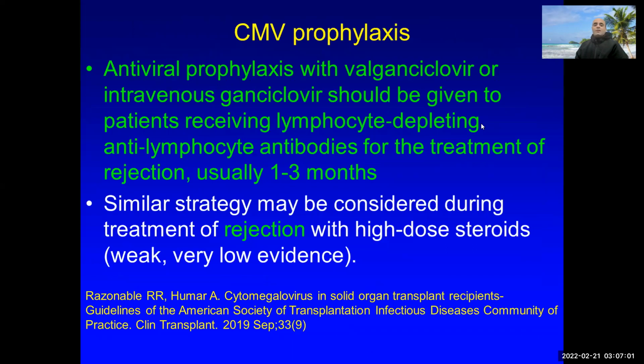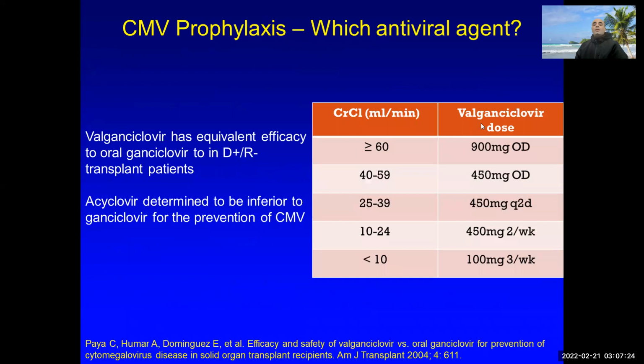CMV prophylaxis, antiviral prophylaxis with valganciclovir or intravenous ganciclovir, should be given to patients receiving lymphocyte-depleting antibodies, especially ATG, for the treatment of rejection, usually 1 to 3 months. A similar strategy may be considered during treatment of rejection with high-dose steroid, weak, very low evidence.